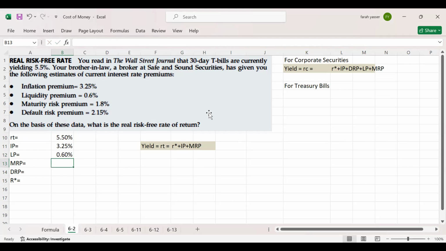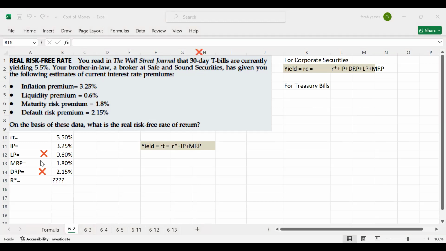0.6%. Maturity risk premium is given 1.8%. Default risk is given 1.25%. And what is required? R star is required. So class, first of all, in case of yield on T-bills, there's no need to consider liquidity premium and default risk premium. And another thing is the time period of T-bills is 30 days.